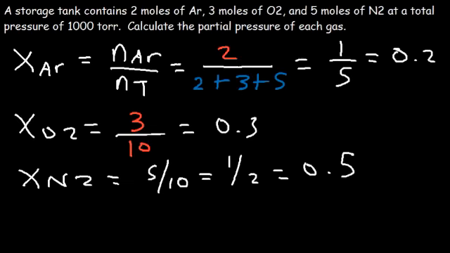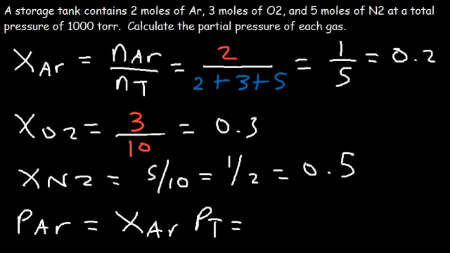So now let's calculate the partial pressure of each gas. The partial pressure of argon is going to be the mole fraction of argon times the total pressure. The mole fraction of argon is 0.2 times the total pressure of 1,000. So 20% of 1,000 is 200. So it's going to be 200 torr.